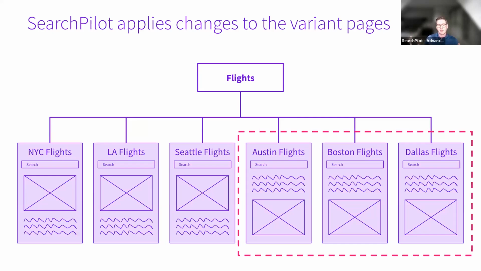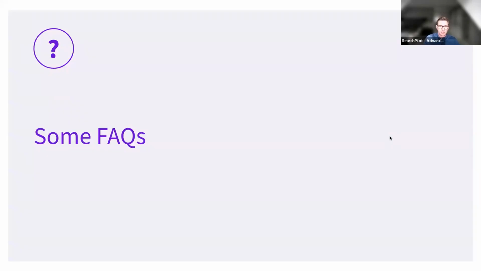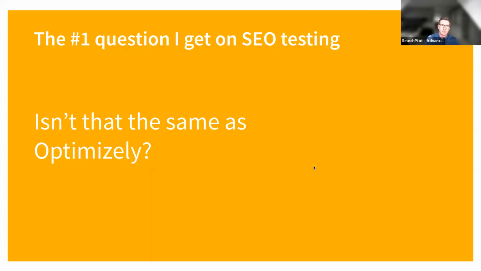But in a simplified way, what we're essentially saying is, after we make this change, do the variant pages outperform the forecast of the variant pages, and do the control pages perform as they would have been expected? And if they do, that would imply that this is a positive change. So hopefully that makes sense. Some FAQs that constantly come up when I talk about this topic. The first one is, isn't this just the same as Optimizely? Isn't this just user testing, or some version of it? How is this different from Optimizely?